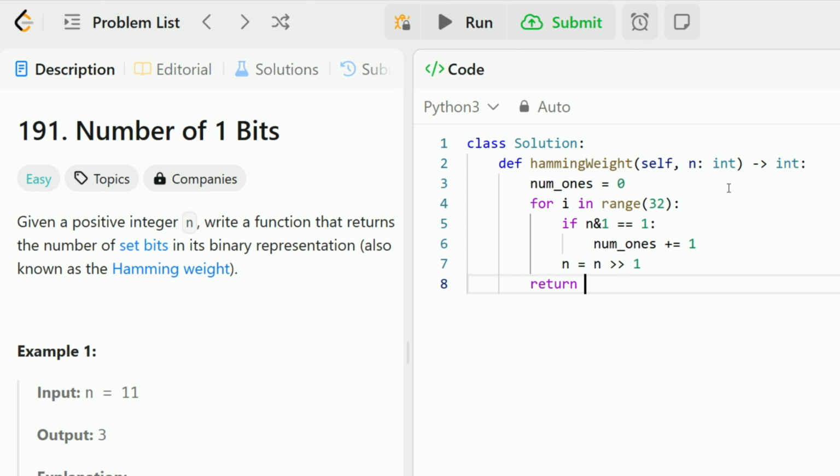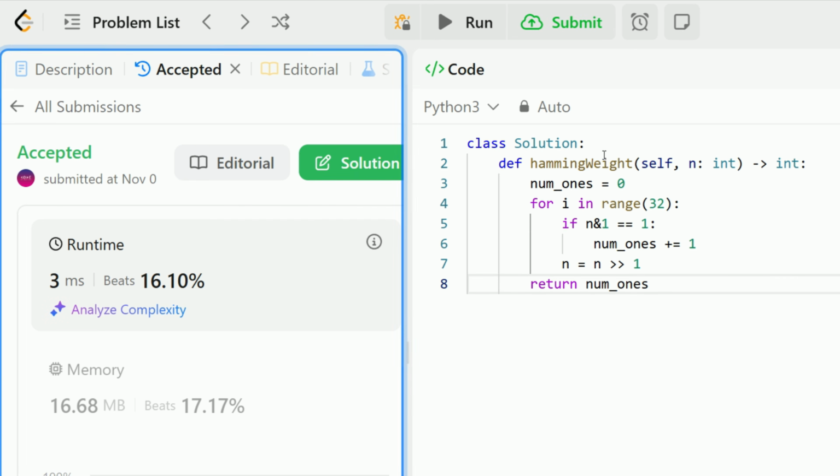And that is the algorithm, right? It's pretty easy once you understand how to represent this number in the binary format. So let's run this, verify it succeeds. And there we have it.